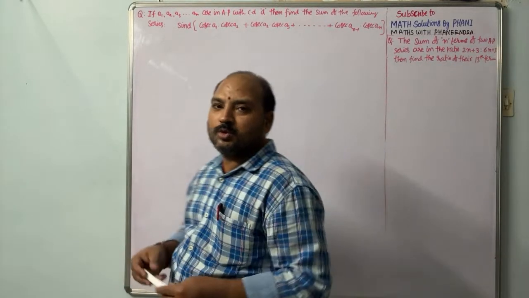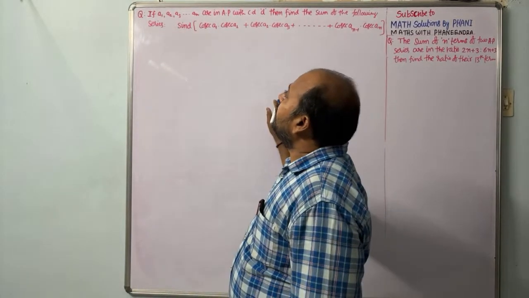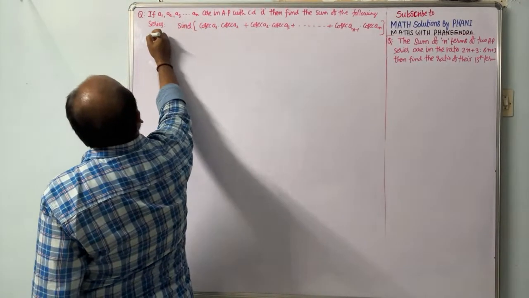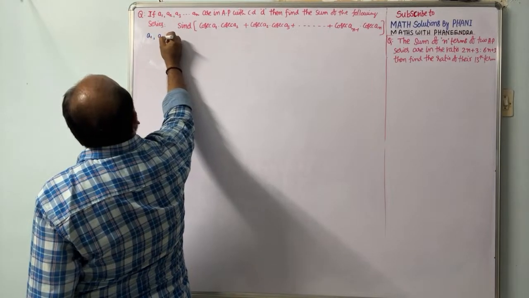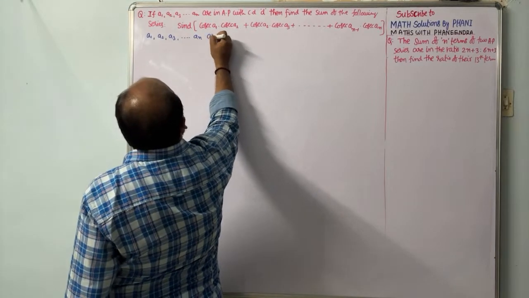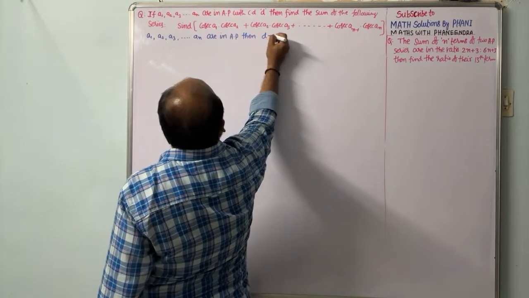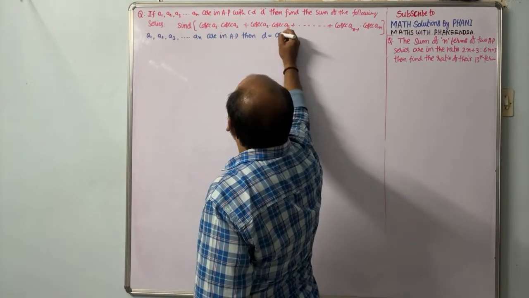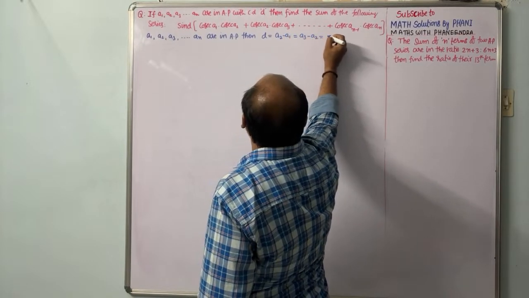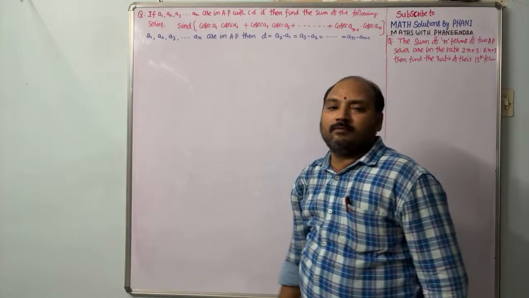So these were the last two questions, dear students. Here, A1, A2, A3 and so on, AN are in AP, arithmetic progression. Then common difference D is equal to A2 minus A1, is equal to A3 minus A2, and so on, AN minus A(N-1). I hope you understand.